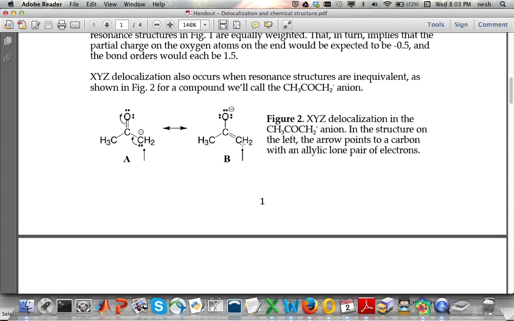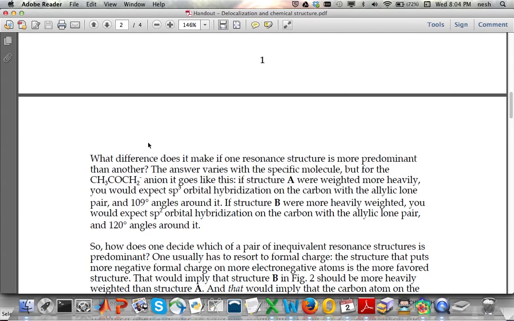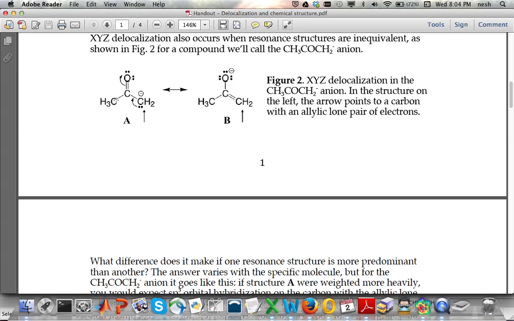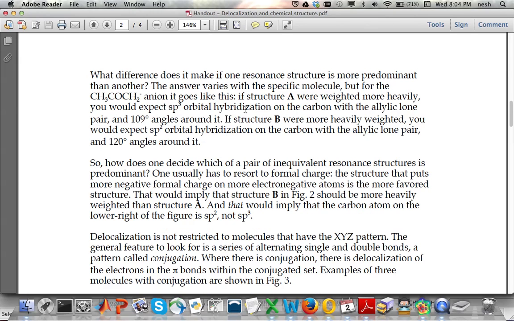One of the goals of this whole laboratory experiment, or computational experiment, is to see which one of these actually happens in the molecule. Does it look like it's 120 degrees, or does it look like it's 109 degrees? That will actually tell us what the orbital hybridization is, and therefore which one of these resonance structures is predominant. Let's see. There's a couple more.